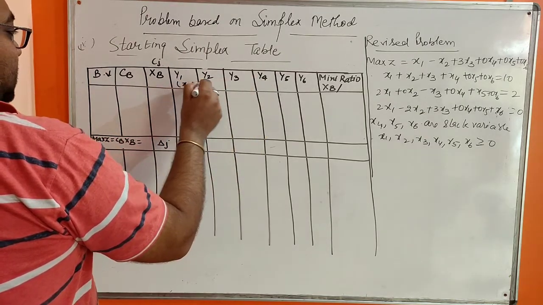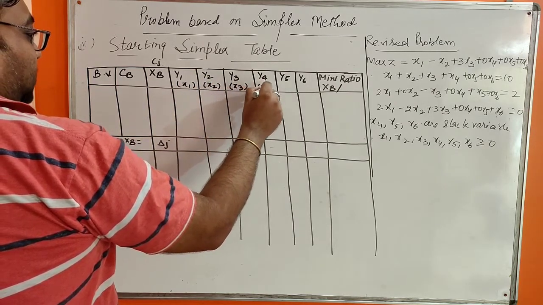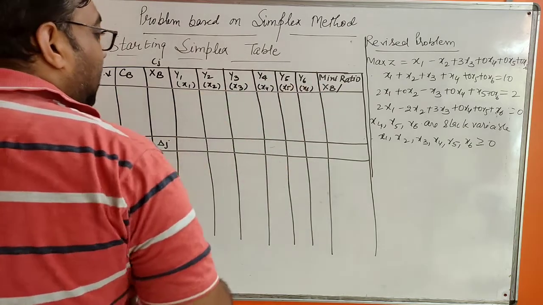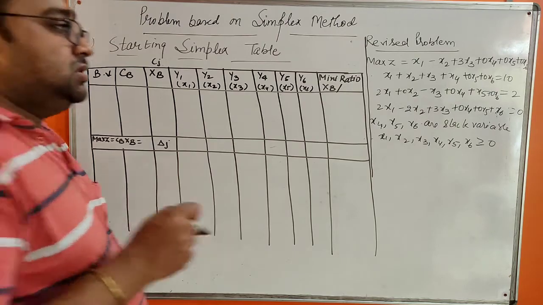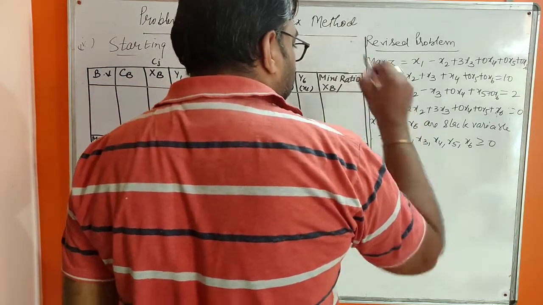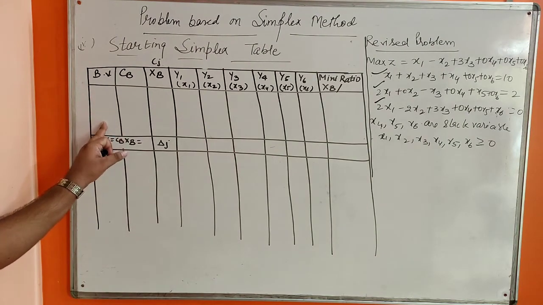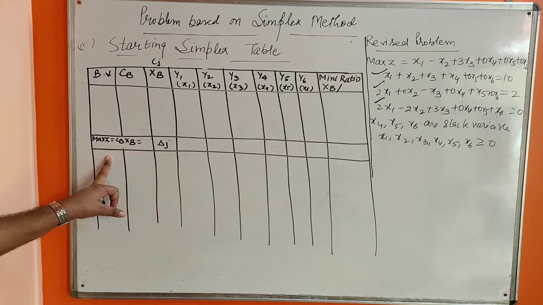For your ready reference, you can write x1, x2, x3, x4, x5 and x6 in brackets. Now, how many equations are there? There are 1, 2 and 3, so 3 equations. So we have to make 3 rows and after that one more row, which is the closing row of this step.